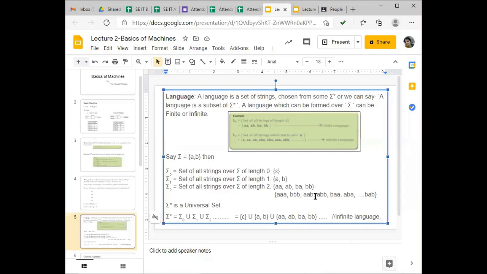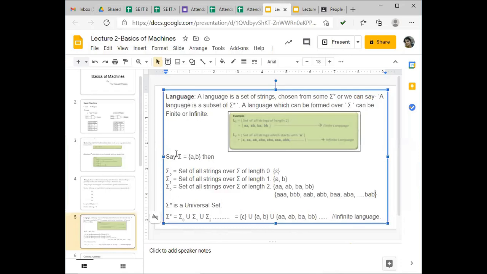Similarly, I can have length 4, length 5, length 6. It is infinite, right? I can say that the strings generated by just these 2 elements are infinite. I can have string length 100, I can have string length 1000, anything. Are you getting it? So what is the universal set using this A, B? It will be 0, 1, 2, 3, 4, 5, and so on. If I make a union of this, it will be an infinite language.